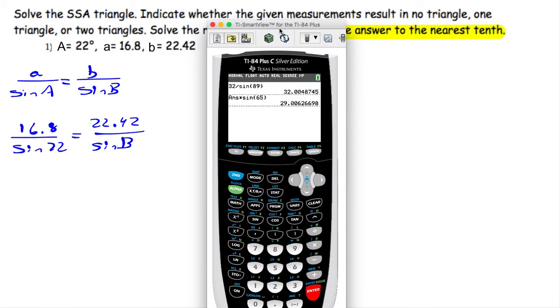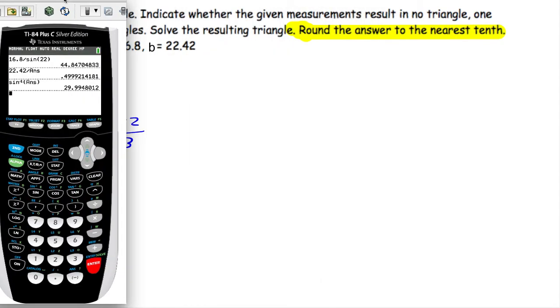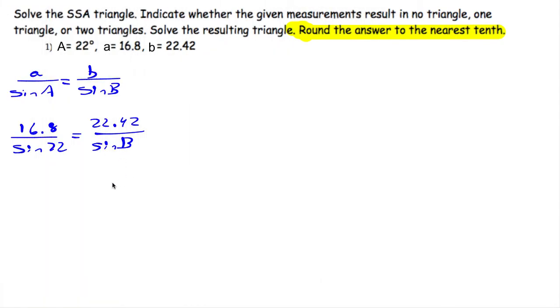So using that calculator again, I'm going to say 16.8 divided by the sine of 22. That's this value, and then I'm going to do 22.42 divided by that. And that's the sine of B, so if I take the inverse sine of that value, I will get the angle B. So 29.99. So I would say B is about equal to 29.99 degrees. Okay, so that's what angle B is.